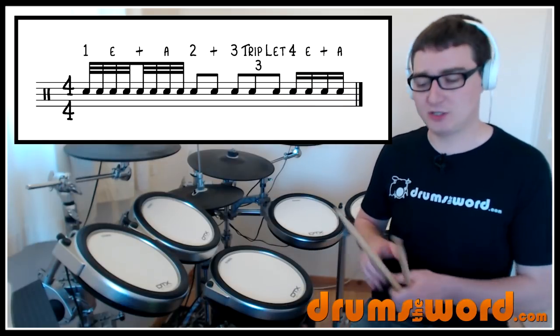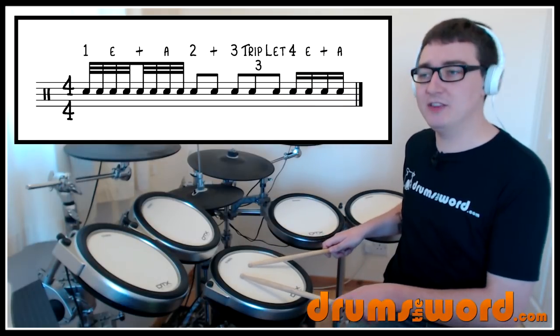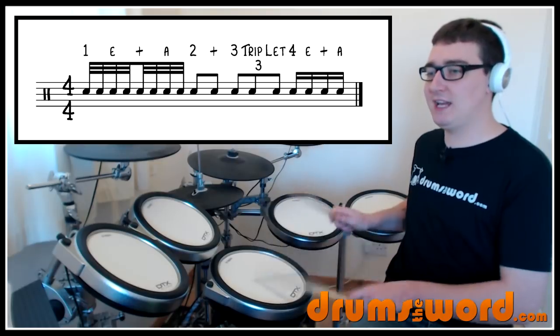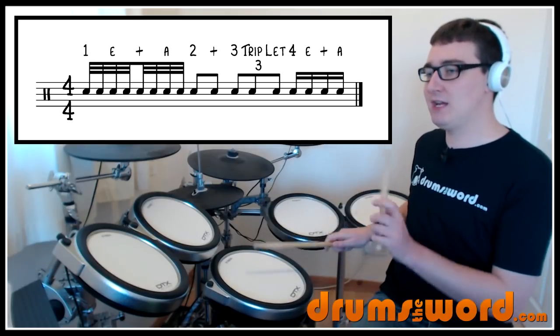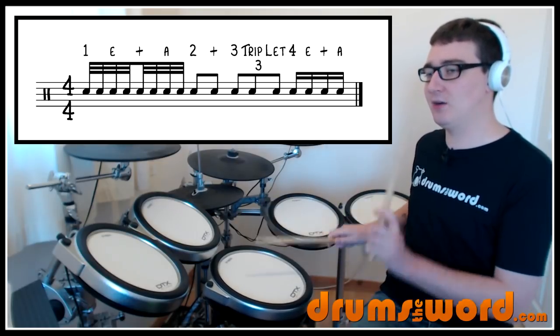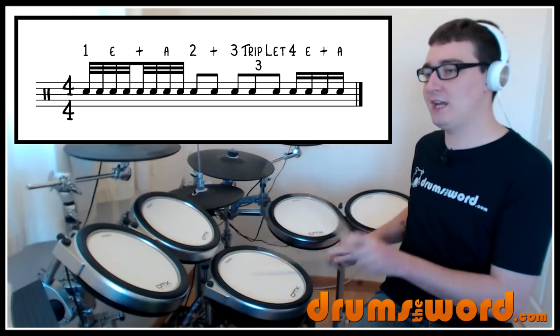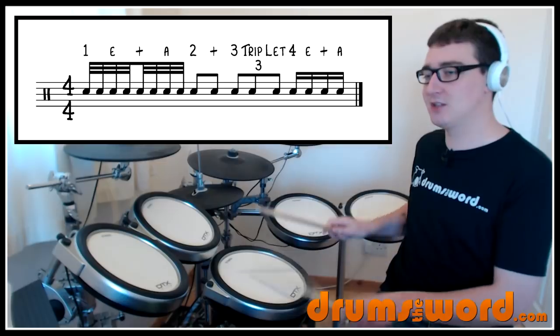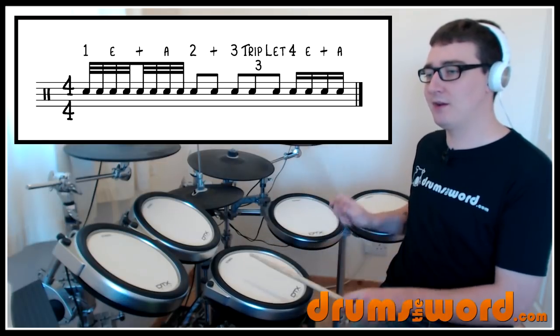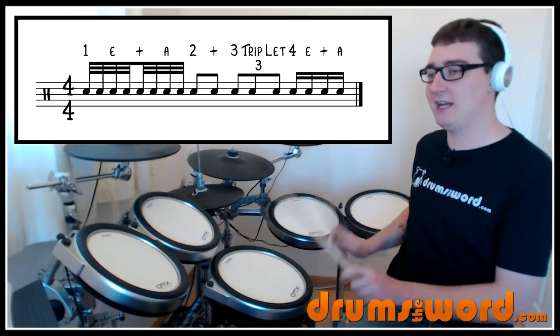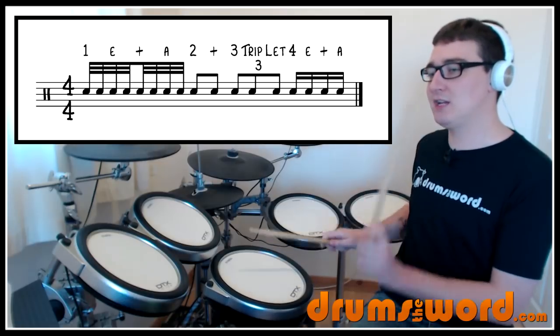One and two and three E and a four E and a one E and a two and three triplet, four E and a one E and a two and three triplet, four E and a one E and a two and three triplet, four E and a one E and a two and three triplet.